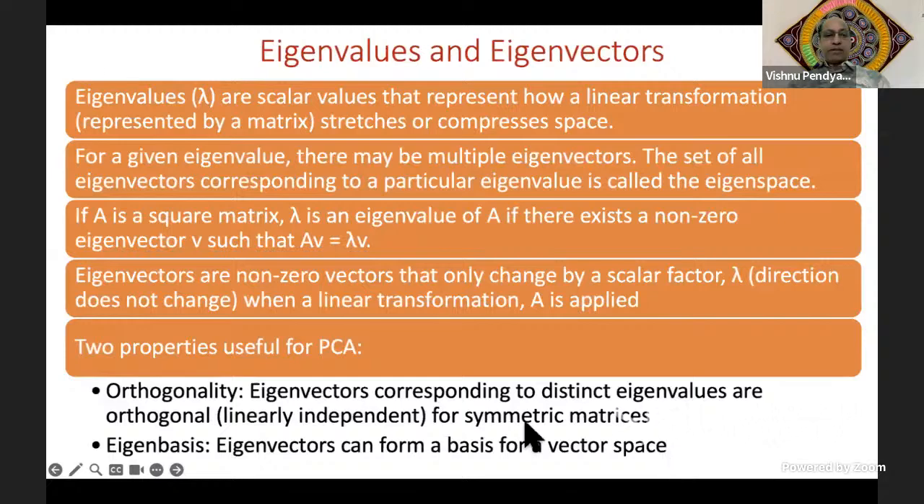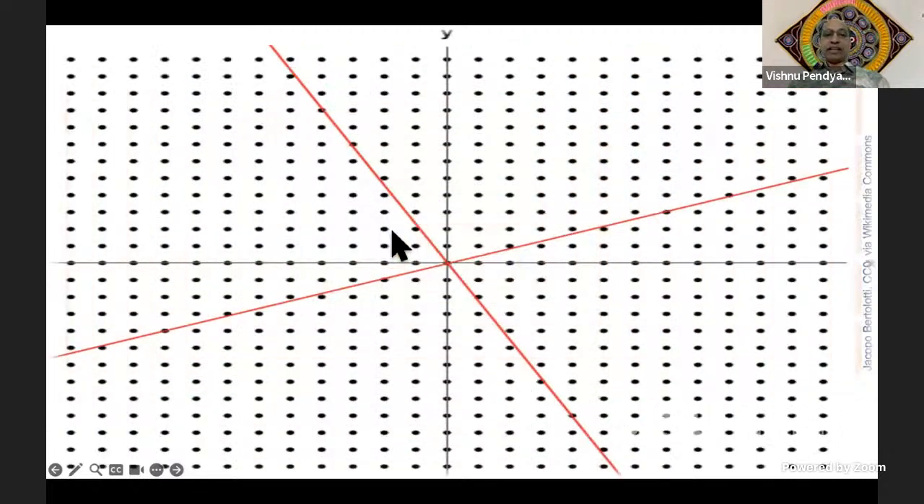The second property was we want them to form a new feature space. We want them to form a basis for a new vector space, right? The k columns. Fortunately, eigenvectors give us both. So that's the reason why we use eigenvectors.